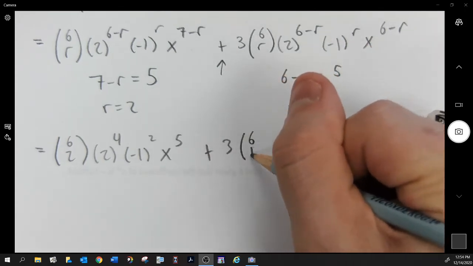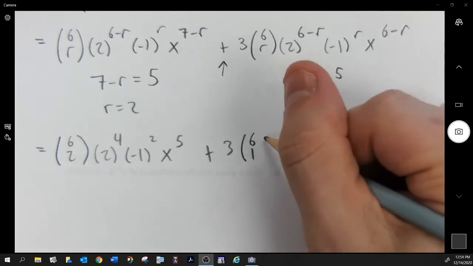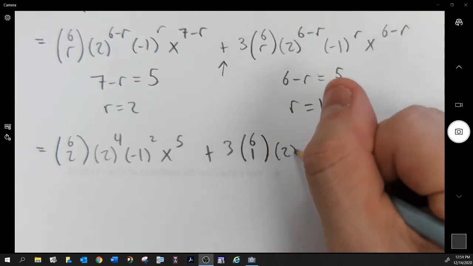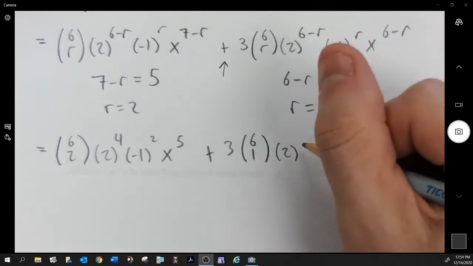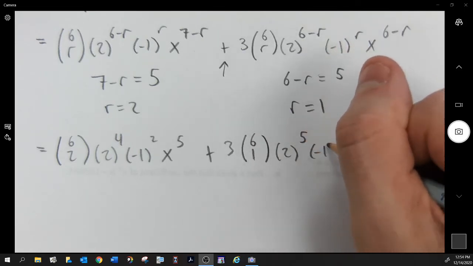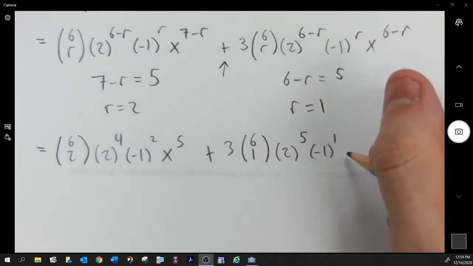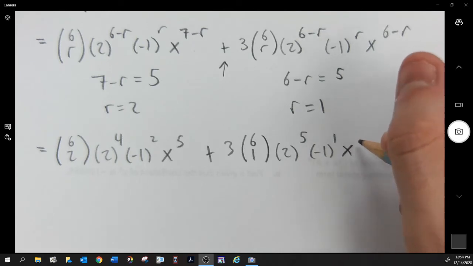And here I'm dropping in r equals 1. So 6 choose 1, which is really easy. That's just 6. And 2 to the 6 minus 1, fifth. Negative 1 to the 1. Ooh, this one's going to be negative, odd. X to the fifth.